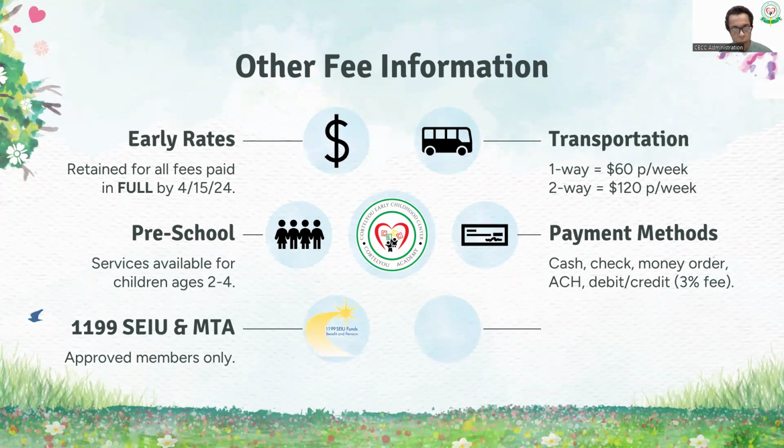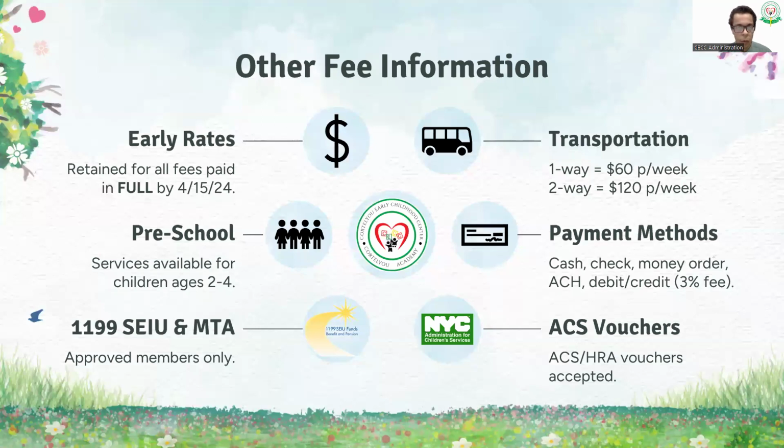I mentioned 1199. That's another program that we have some families joining from, as well as MTA. We don't really have that much going through MTA TWU as much as we did in the past, but that is still there. And then we also accept vouchers through ACS. And if some families, parents or guardians, work for the city, they may go through HRA, but we do also accept vouchers throughout the summer.